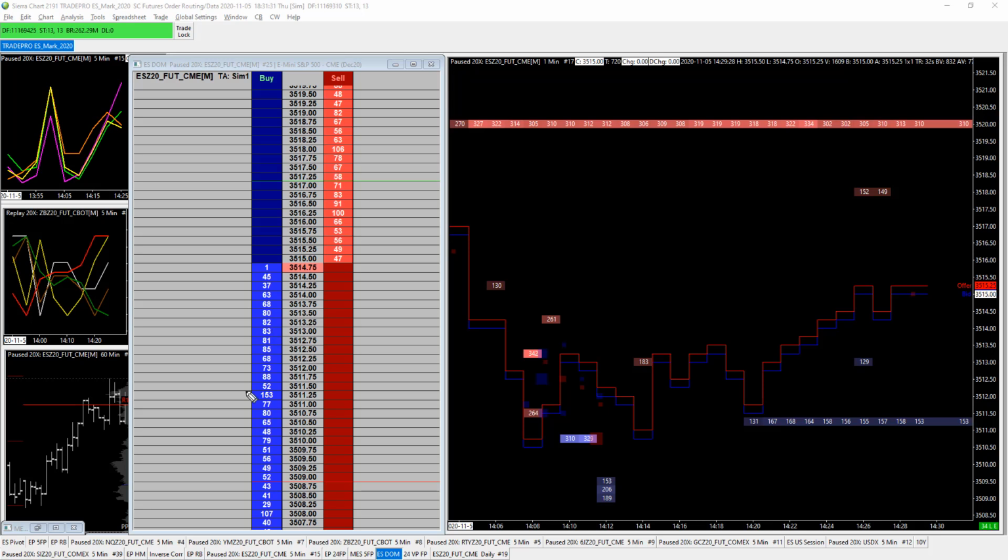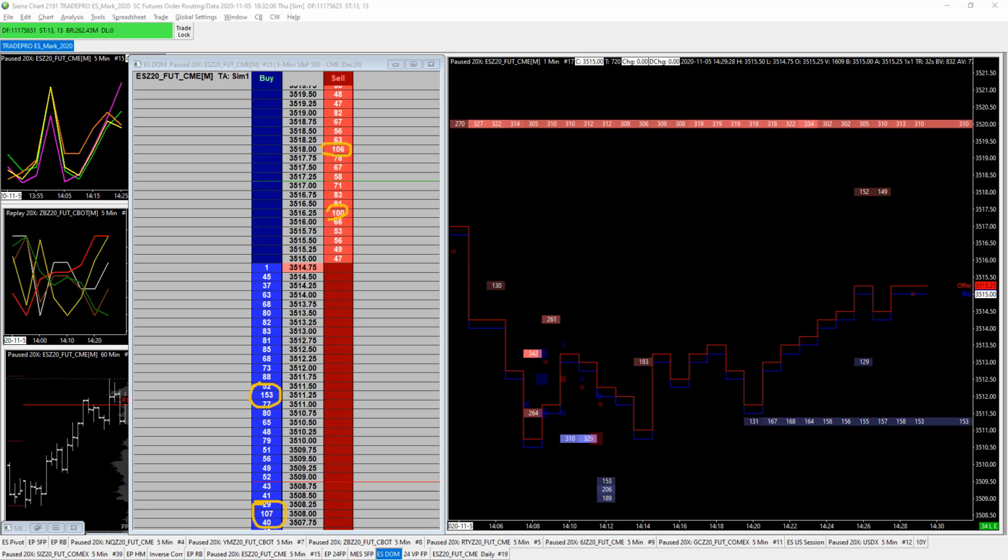If you're looking at this DOM at the moment in time, you'll note that on average, there's not too much inventory on any single level. You'll notice the average is somewhere in the neighborhood of, let's say, 50 to maybe 60 contracts. But at the same time, look at some of these levels here where we've got a larger cluster of bids, and to the right hand side, a relatively larger cluster of offers.